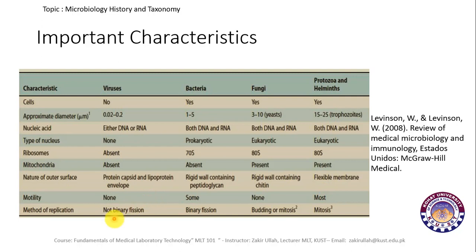The method of replication. For replication, the viruses depend on their host machinery and are not replicated by binary fission. The bacteria replicate by binary fission, and the fungi replicate by budding and in certain cases mitosis, whereas the protozoans and helminths replicate by the process of mitosis.